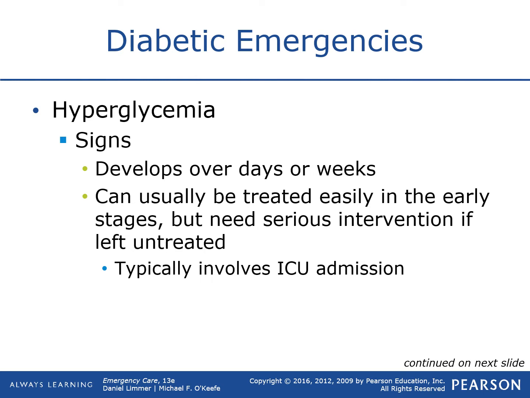But if you leave it untreated, it just climbs and climbs and climbs, then it really needs intervention. And it usually means that the patient needs to be on a constant insulin drip in the hospital, and that actually has to be done in the ICU. So these are patients that will typically be admitted to the ICU. That's an indication of how serious this can get, that they have to be in an intensive care unit when they get very high.